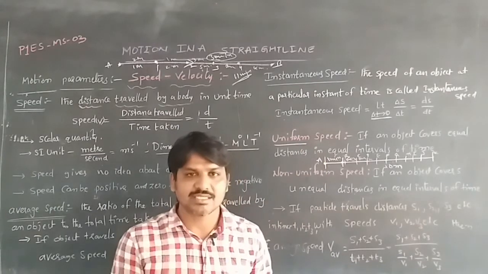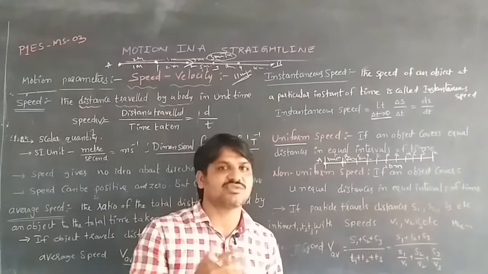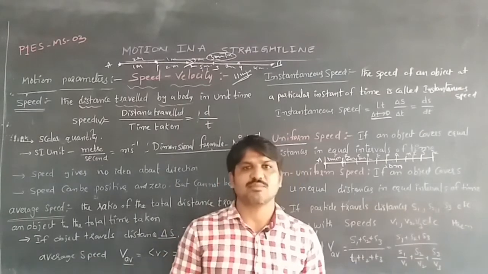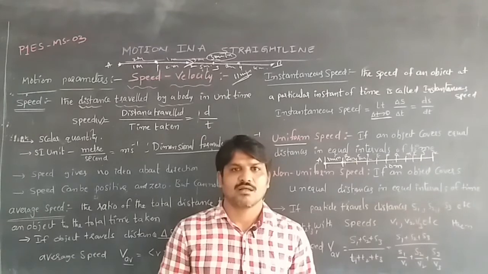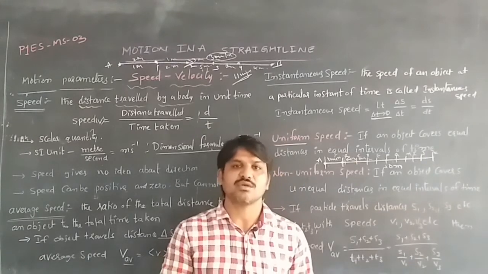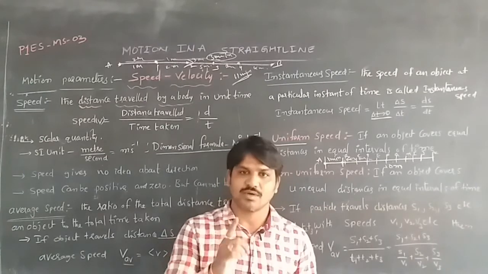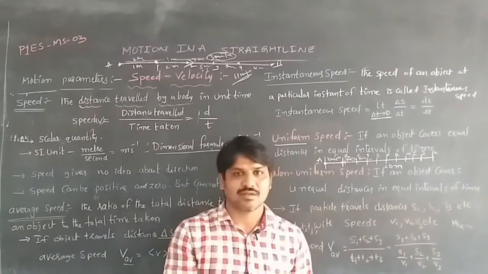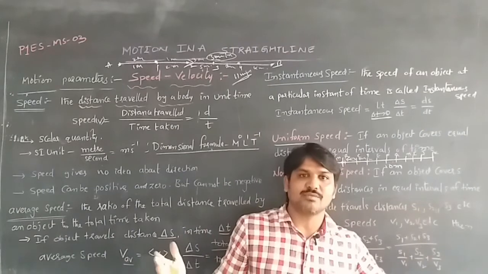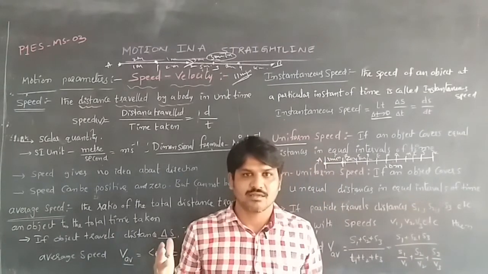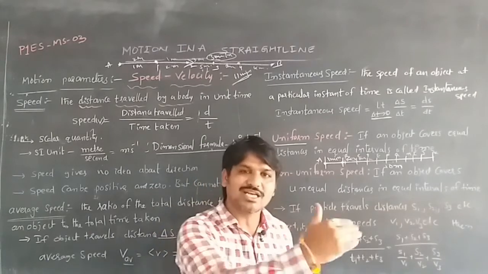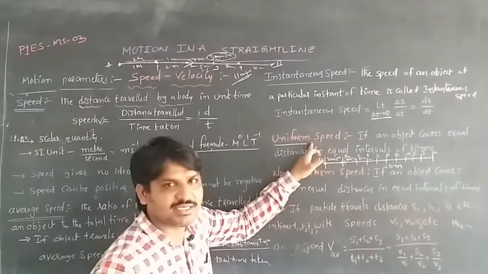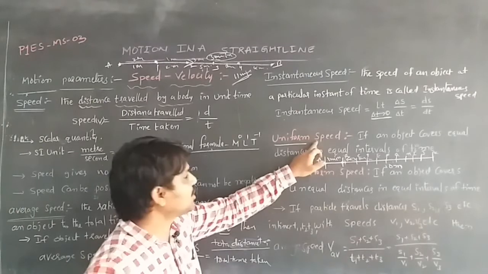Uniform speed means, if we are traveling from one place to another place which is 30 kilometers away, the first 10 kilometers is completed in 1 hour, the second 10 kilometers also takes 1 hour, and the third 10 kilometers also 1 hour. Means equal distance, 10 kilometers, 10 kilometers, 10 kilometers, and equal time, 1 hour, 1 hour, 1 hour. The total time taken to travel 30 kilometers is 3 hours. Equal distances traveled in equal intervals of time is the uniform speed. A body traveling equal distances in equal intervals of time is called uniform speed.